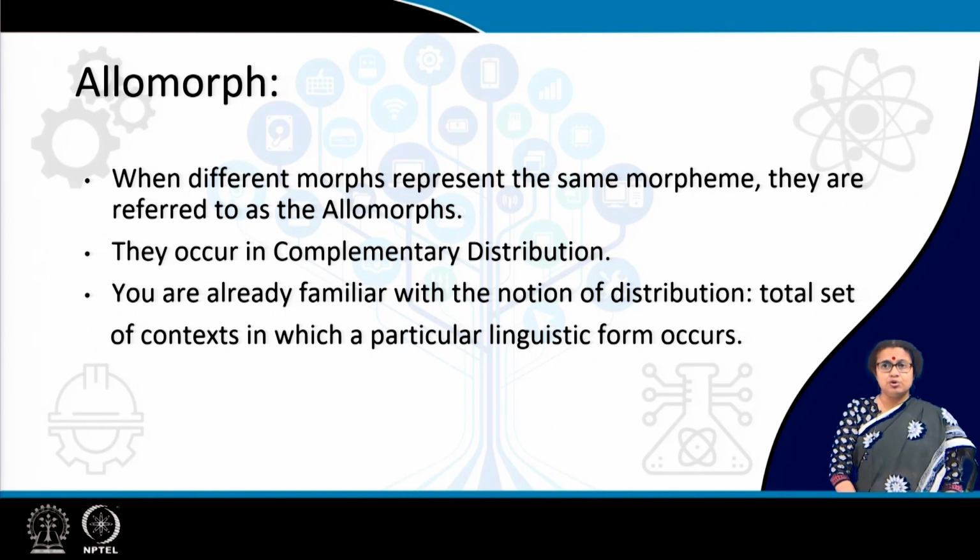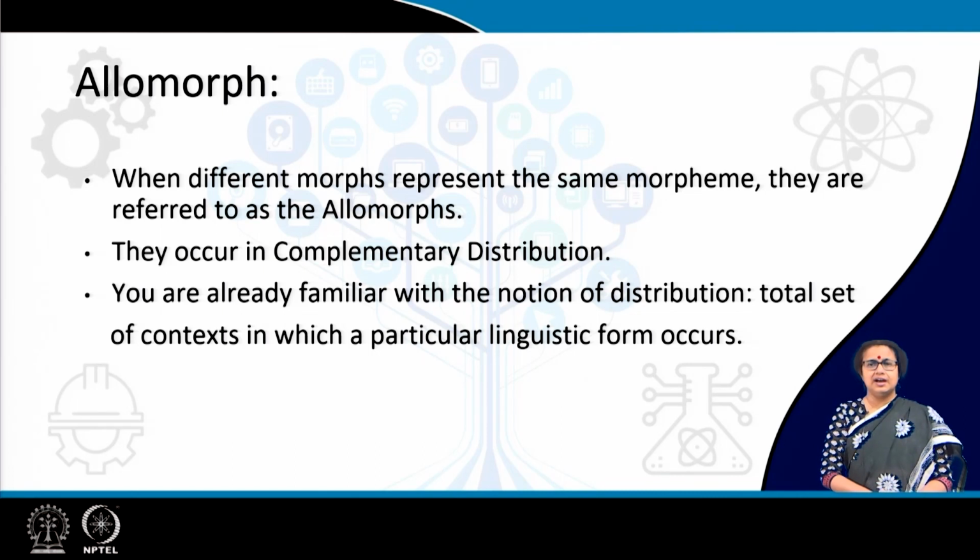And as we know about the occurrence of allophones in phonology in complementary distribution, you can also say that allomorphs too occur in complementary distribution. You are already familiar with the notion of distribution. What is it? A total set of contexts in which a particular linguistic form occurs. So, we talk about the total set of contexts and then we consider the nature of distribution. We understood that allomorphs are morphs which occur in complementary distribution.